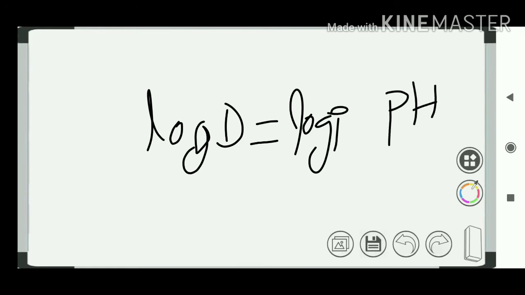For measurement of the distribution coefficient, the pH of the aqueous phase is buffered. You have to buffer the solution to a specific value such that the pH is not significant. Then we go for the introduction of the compound.